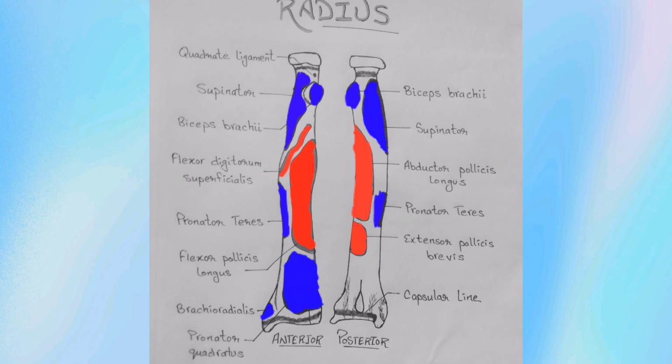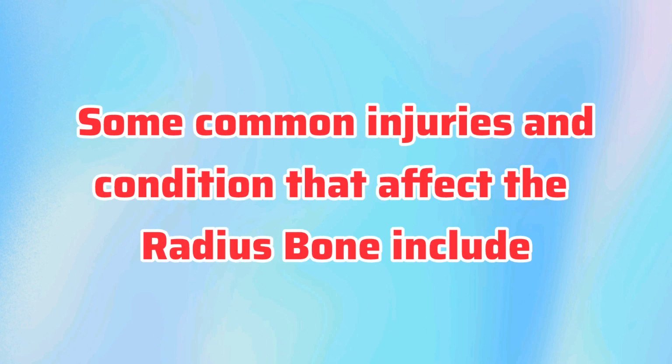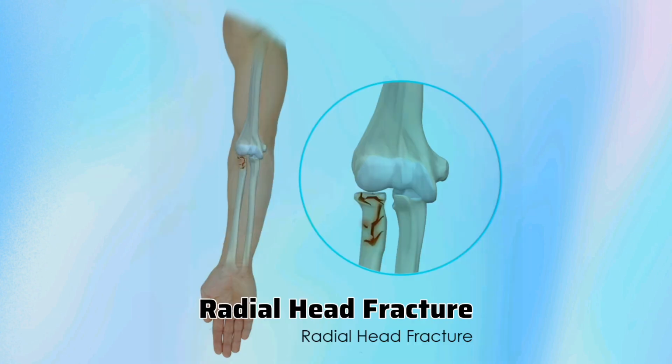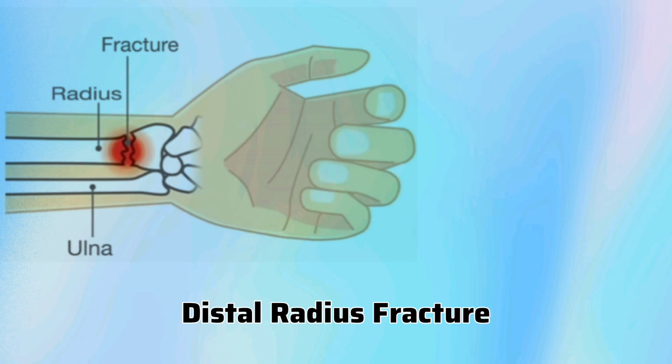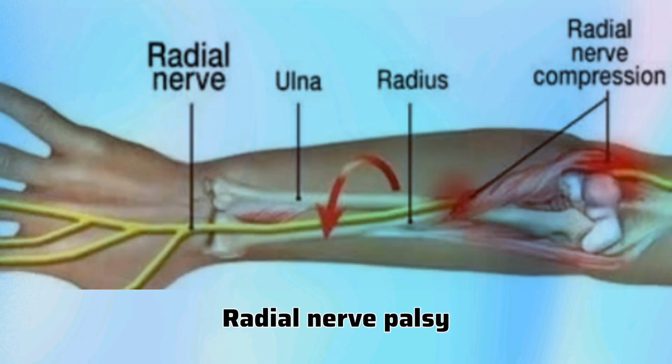of the forearm. Now let's talk about the clinical anatomy of the radius bone. Some common injuries and conditions that affect the radius bone include radial head fracture, which can occur due to a fall onto an outstretched hand. Distal radius fracture can occur due to a fall onto an outstretched hand or osteoporosis. Radial nerve palsy can cause weakness or paralysis of the muscles innervated by the radial nerve.